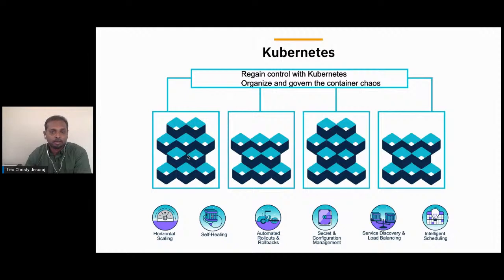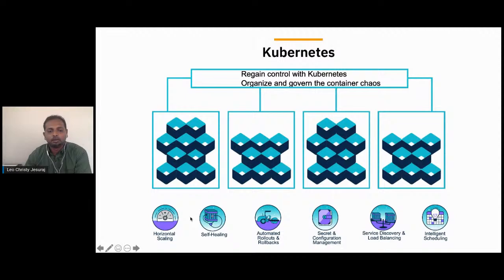So it has a lot of standard capabilities that you would expect from something like this, such as horizontal scaling, meaning you want to scale your applications, either manually or automatically, as per the CPU or memory usage or the traffic. You want to be able to have multiple instances to handle the traffic.